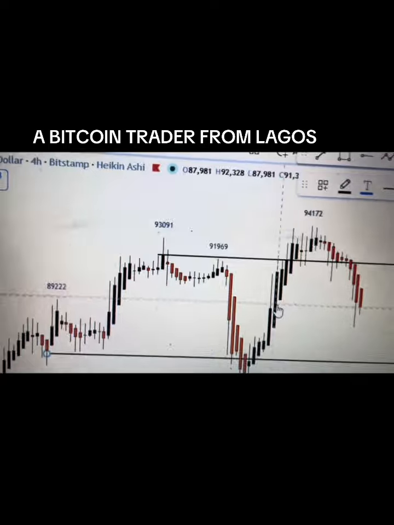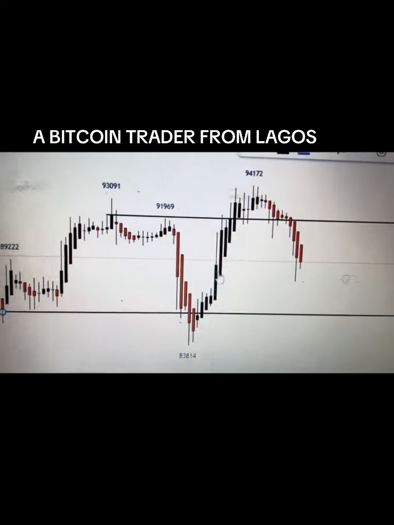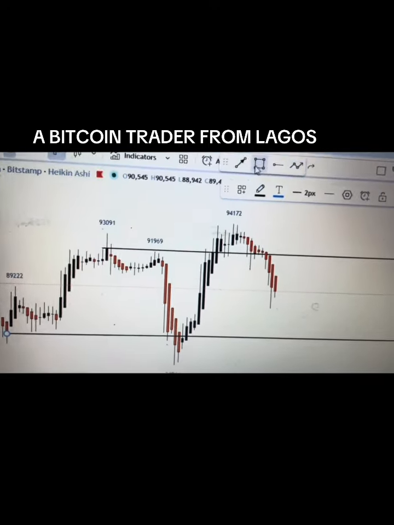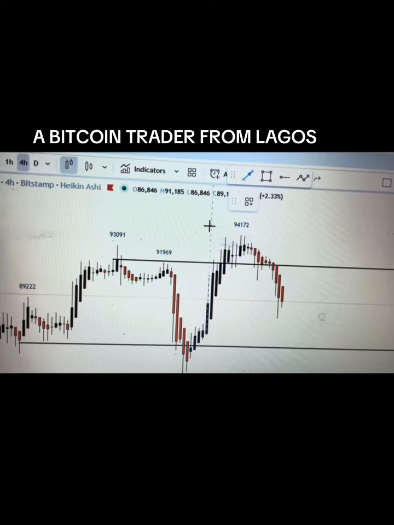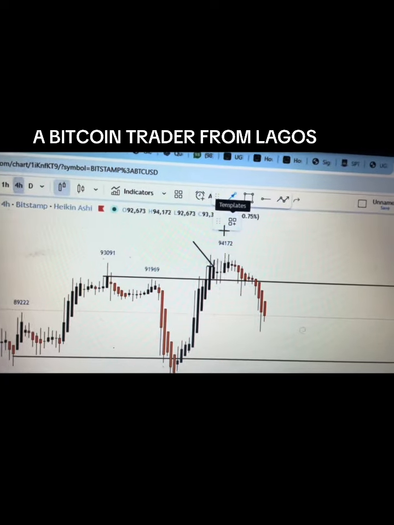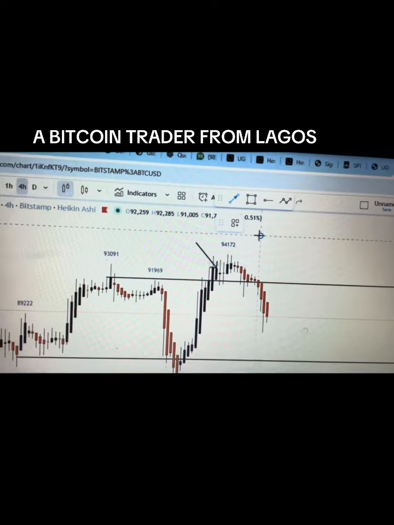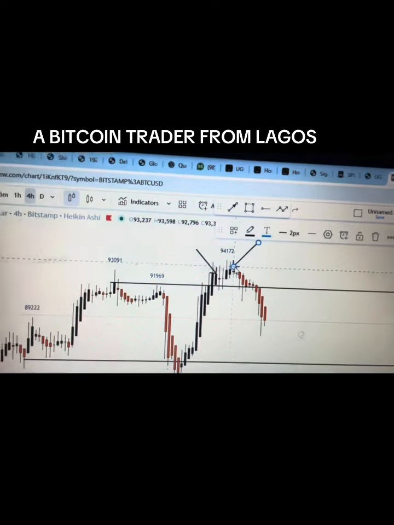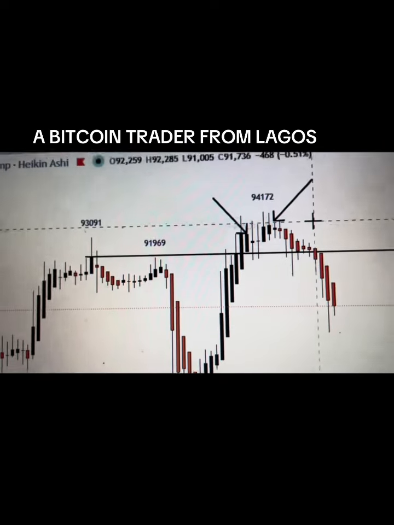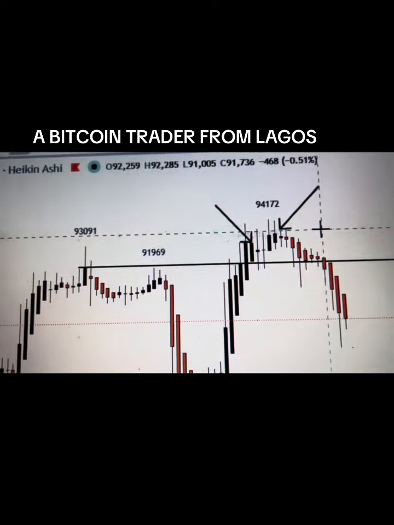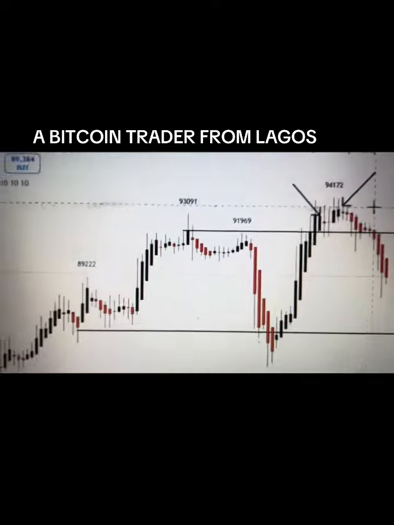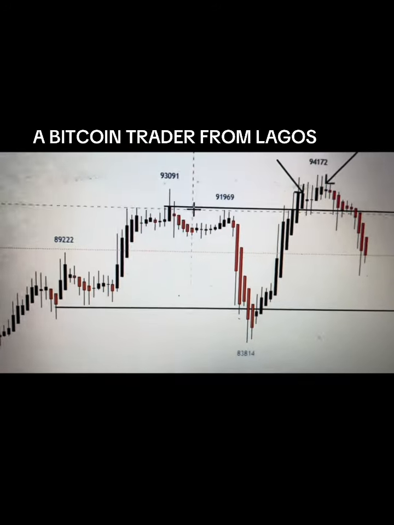But look at what happened, guys. I need you to stay with me because it's important. Immediately price broke out of this line, 94,722. Even price created a new high that was higher than this previous high.